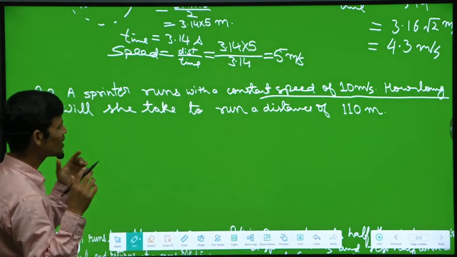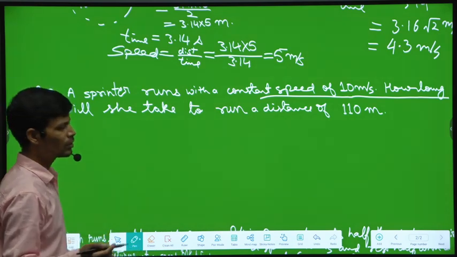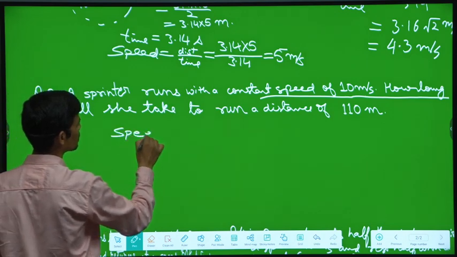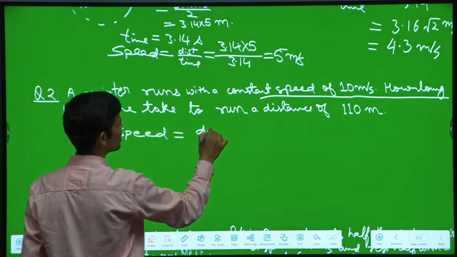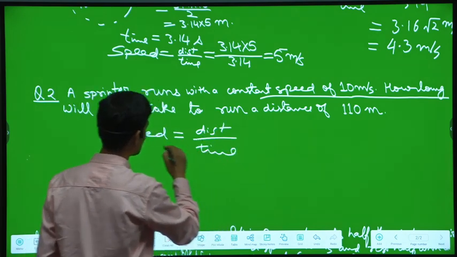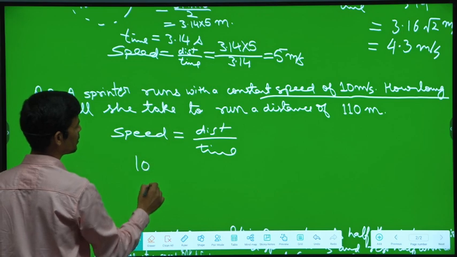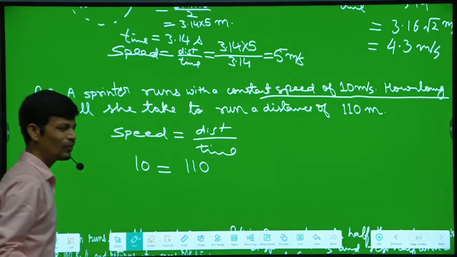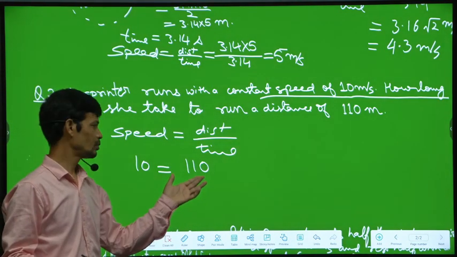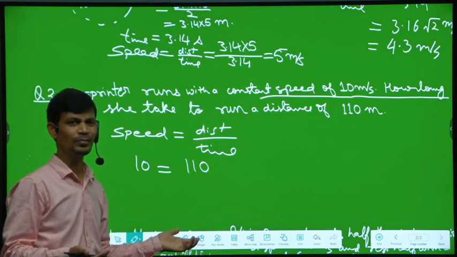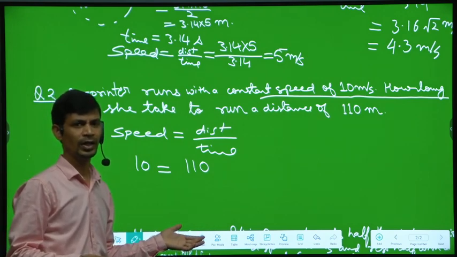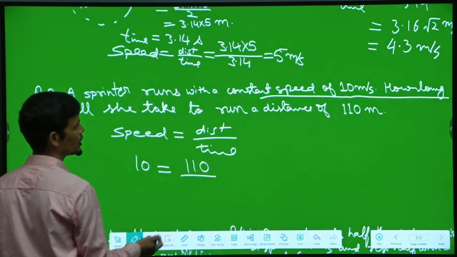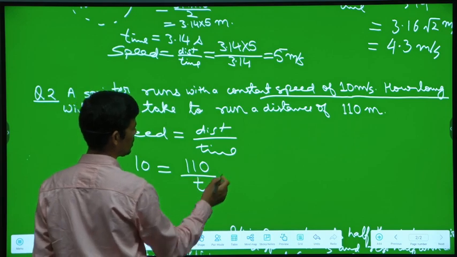It is a direct question, nothing to do with it. Speed is given, so we'll directly apply it in the formula. Speed equal to distance upon time. Speed is 10 meter per second, distance is 110 meter. While calculating, we don't put the unit. We can put it, but it will lead to unnecessary confusion. That is why I am not putting the unit here. Upon time, time is just t.